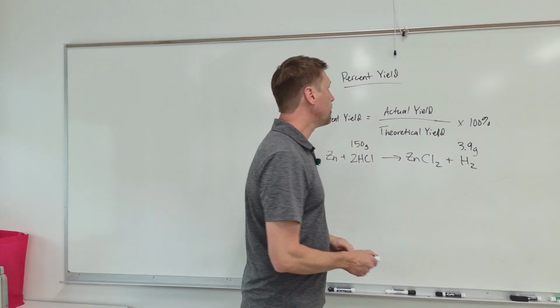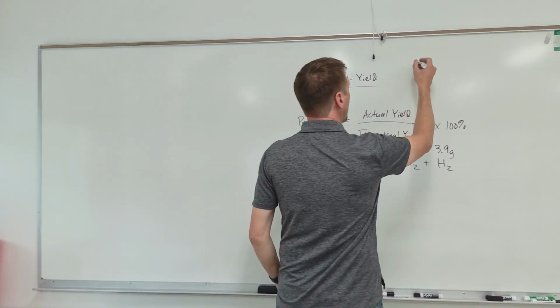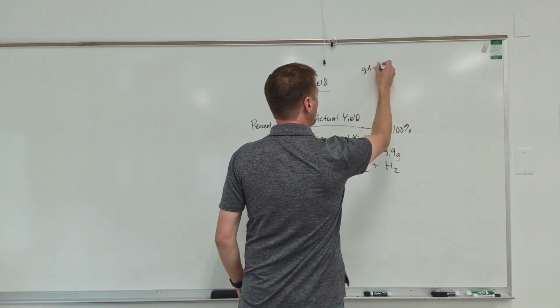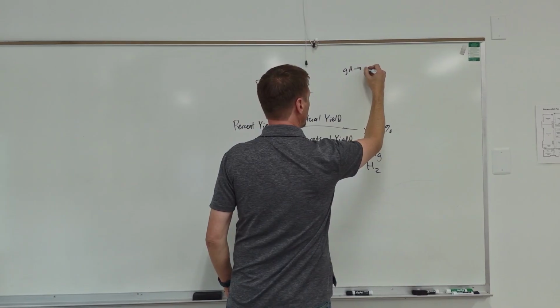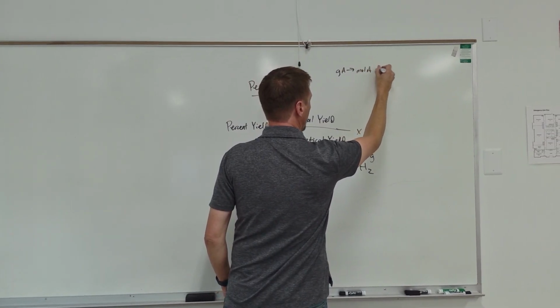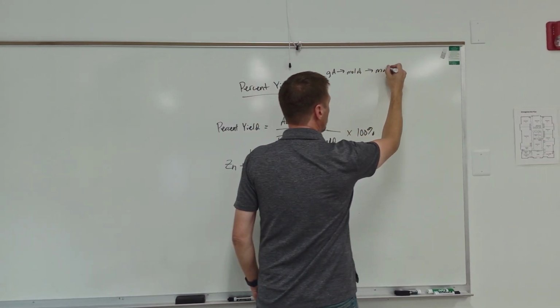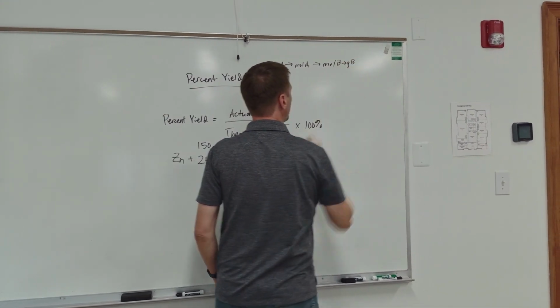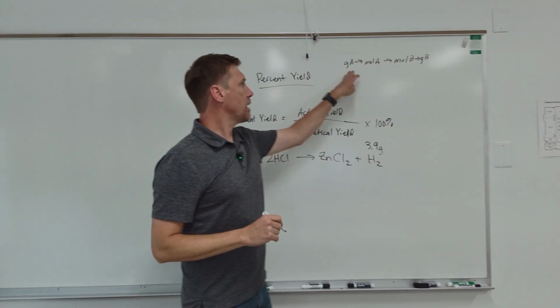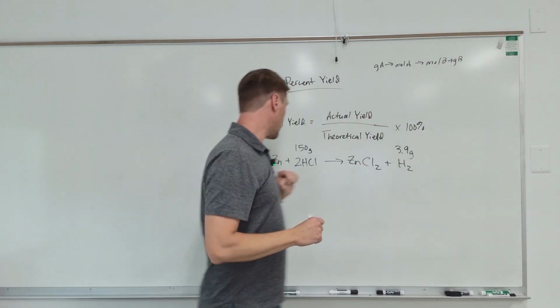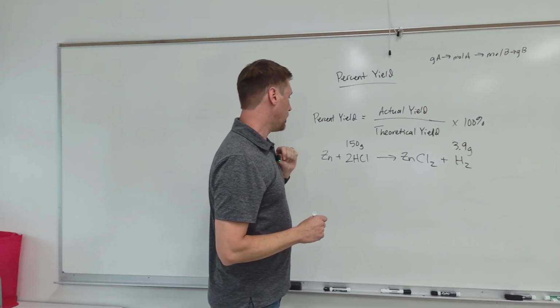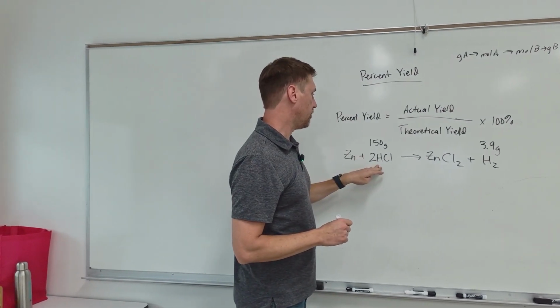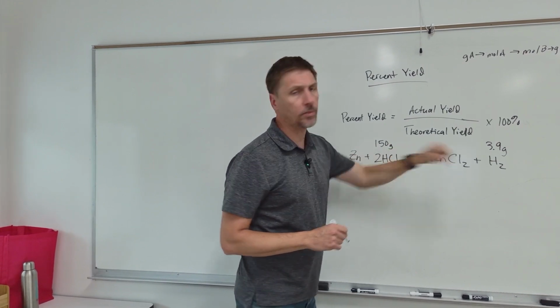That's stoichiometry, right? So just to refresh your memory, I'll just write it up here. Remember, I showed you guys this. Grams of substance A to moles of substance A to moles of substance B to grams of substance B, right? That's the path that we have to take if we're going to go from grams of one substance to grams of another substance. So we've got to do that here with the hydrochloric acid. We've got this many grams. How many grams should we have produced?